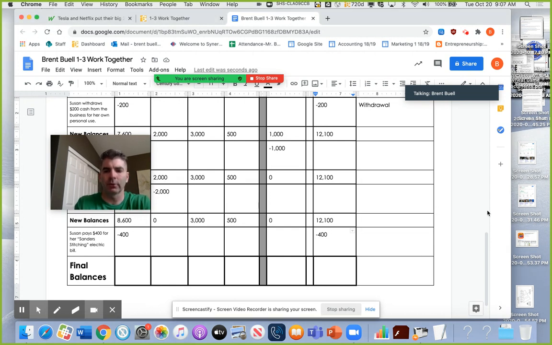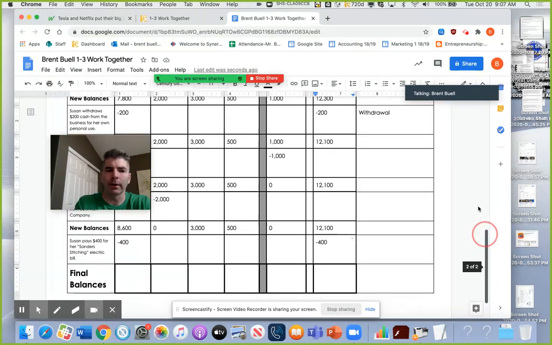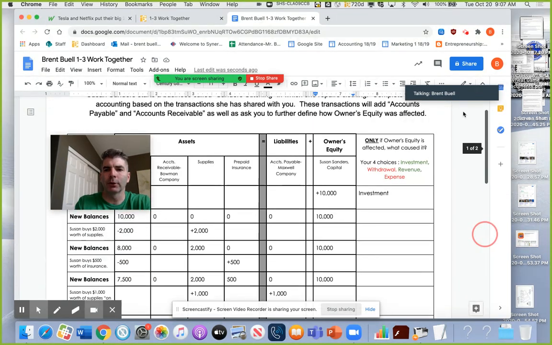And our four choices up here, and I think you probably already know this, are investment, withdrawal, revenue, expense. Well, first off, I know it's a minus, so I'm going to use one of the two in red. It's either going to be a withdrawal or an expense. And a withdrawal means when the owner takes their money out for personal use, which is not happening here. They're not benefiting from this. They just have to pay something. And so that's going to be an expense.